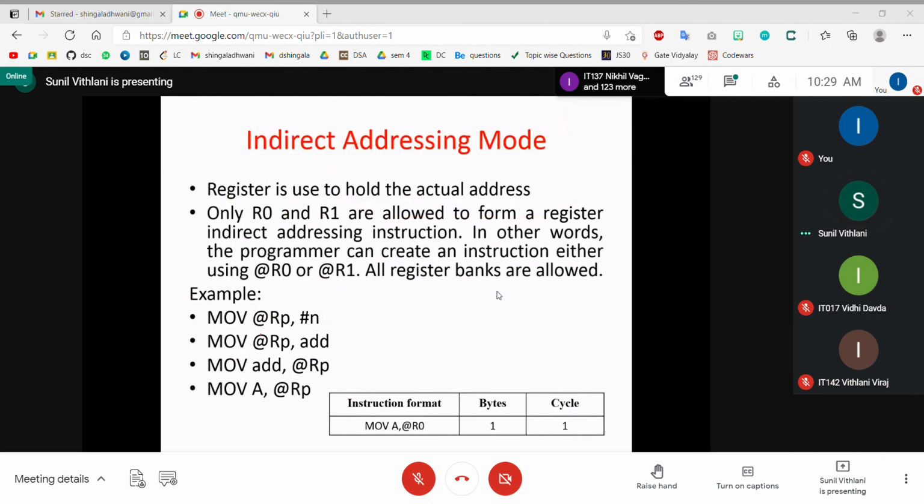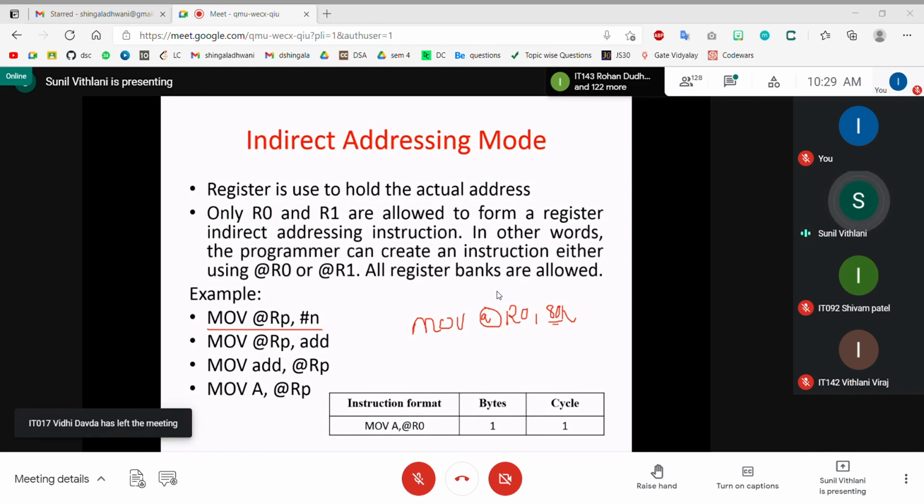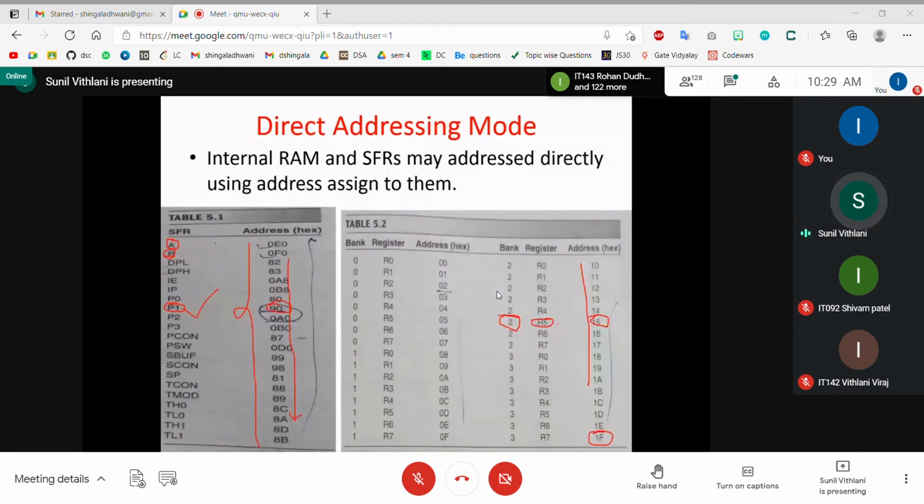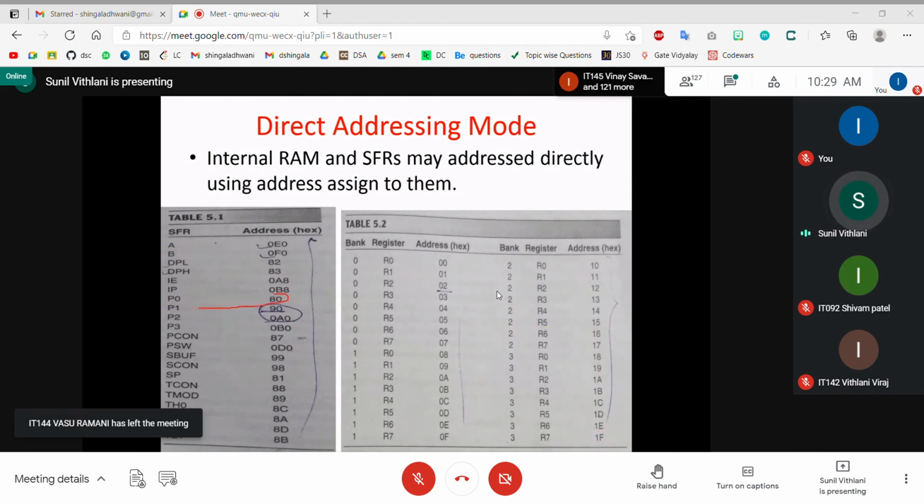So you can transfer data over here. यहाँ पे आप ऐसे लिख सकते हो. You can write like this also, MOV @R0, and let's say that 80. So what will be the interpretation of this? 80 होगा वो क्या होगा? 80 will be the address of a special function register. So 80 किसका एड्रेस है? आप यहाँ पे ऑब्जर्व करोगे तो you can observe it over here. So 80 is the address of our port 0.